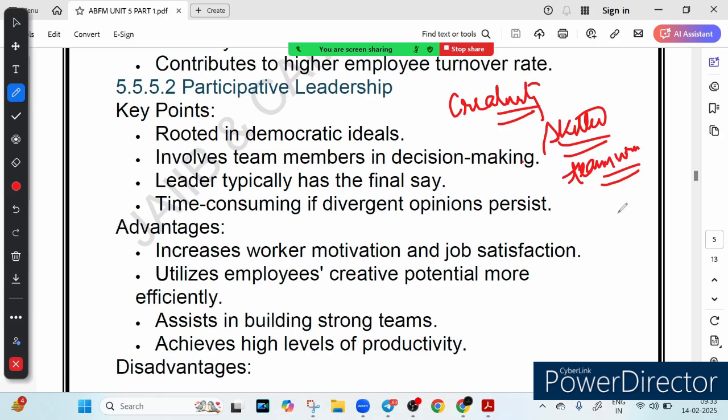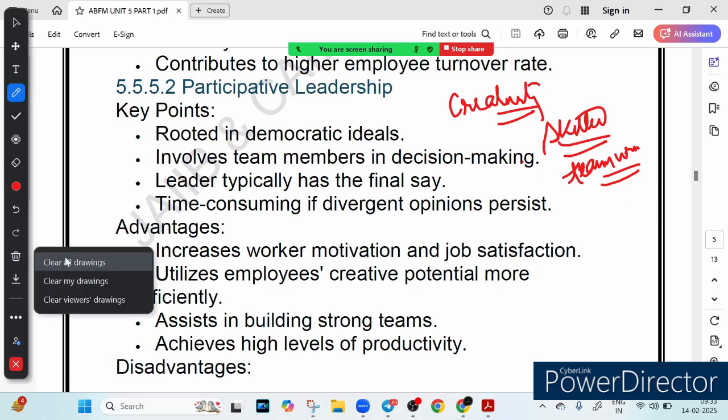The first is when creativity is needed, the second point is when employees are skilled, and the third point is when teamwork is the priority. So these are the conditions where it works. Now the second point is advantages. What are the pros of it?